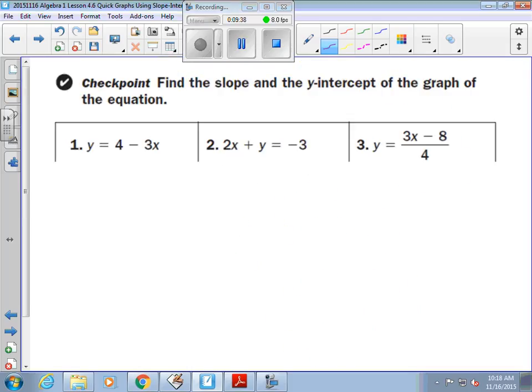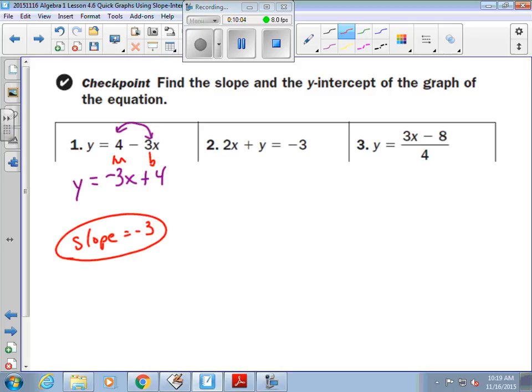Find the slope and the y-intercept of the graph of these equations. This first one, y is equal to 4 minus 3x. It's not slope-intercept form. You want it to say mx plus b, so these have to reverse. Negative 3x, positive 4. Now it says y equals mx plus b. Your slope is your m value, that is negative 3. And your y-intercept is your b value, that is positive 4.